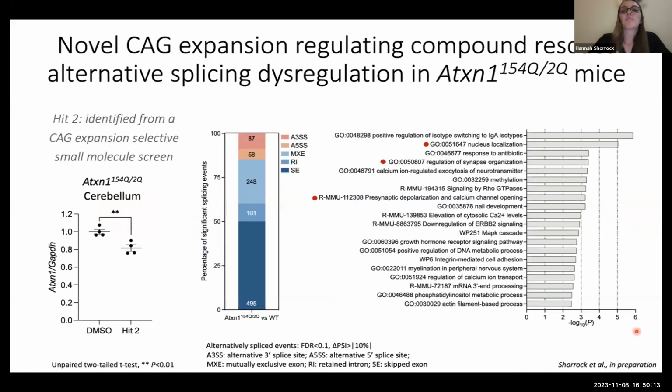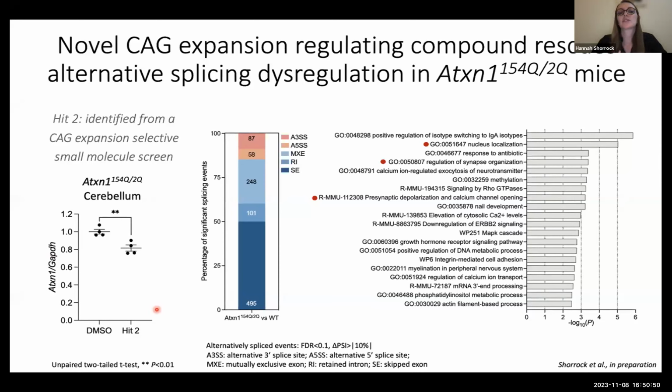Now, something that I'm particularly interested in alongside my work looking at alternative splicing is identifying CAG expansion regulating small molecules that could potentially be used across multiple different types of CAG SCAs. And so we identified a compound that I'm referring to as HIT2 from a CAG expansion selective small molecule screen. And here you can see that when we treated an SCA1 mouse model with HIT2, we saw a 20% reduction of ataxin-1 expression within the cerebellum of these mice.